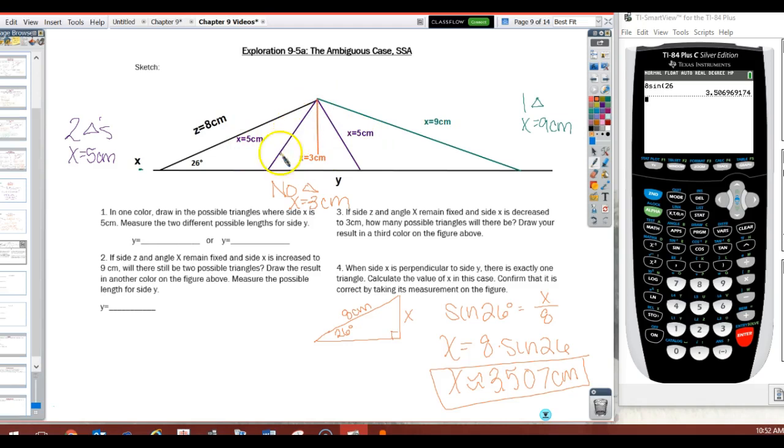Now notice that side Y is variable depending on what the side length for angle X is. And also if you look right here, this triangle, side Y would be this distance, so fairly small. But if we swing this 5 centimeters out the other way, Y would be this distance, so a little bit bigger. Here are the two possible lengths for length Y if X was 5. If X was 9, Y would be this distance here.